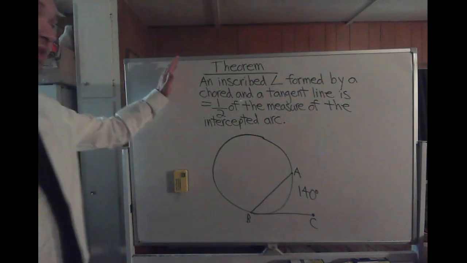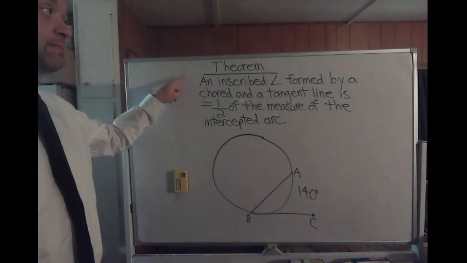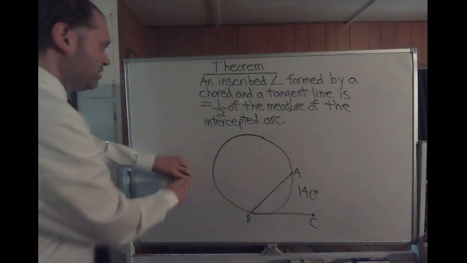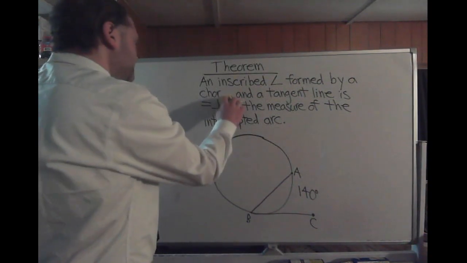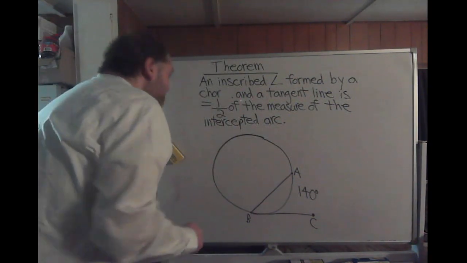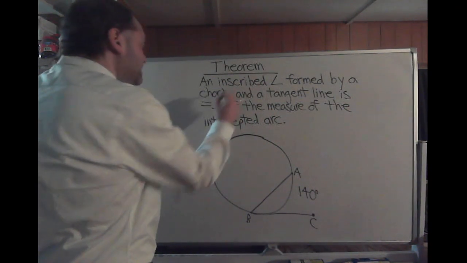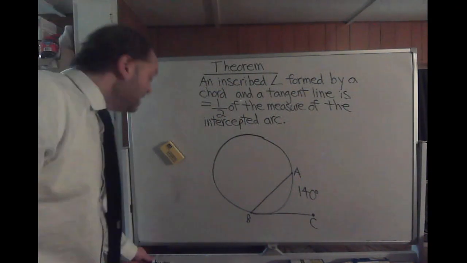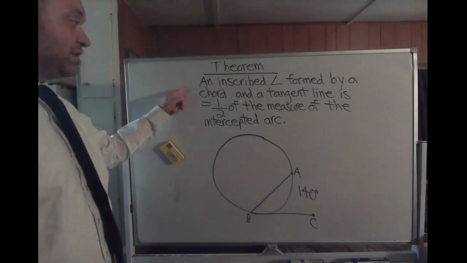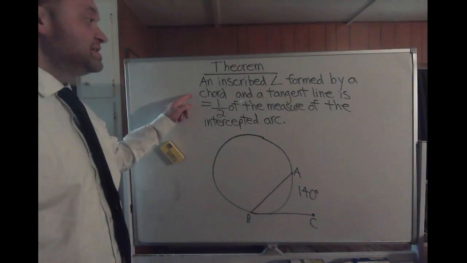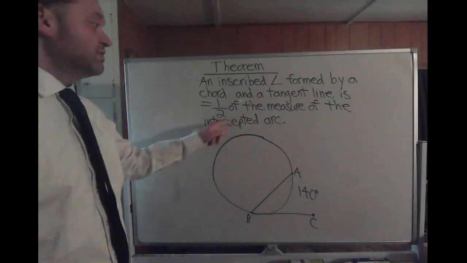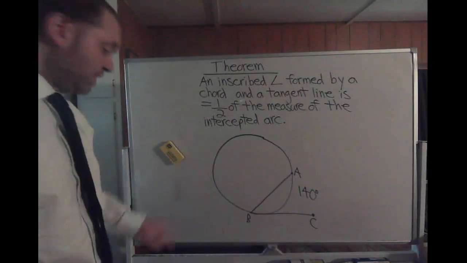This theorem tells us that an inscribed angle formed by a chord, not a choroid, what the heck is a choroid? If I could spell, that would be just great. Maybe I need to take English class again. An inscribed angle formed by a chord and a tangent line is equal to half of the measure of the intercepted arc.